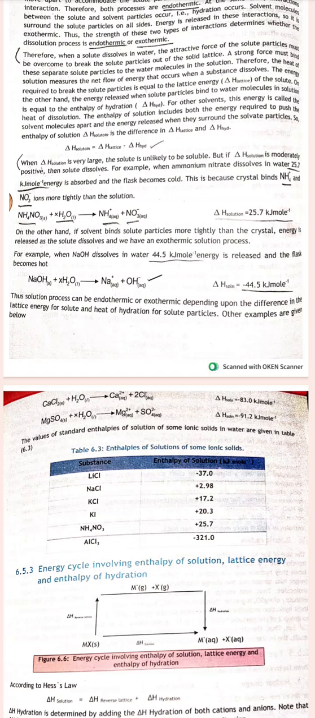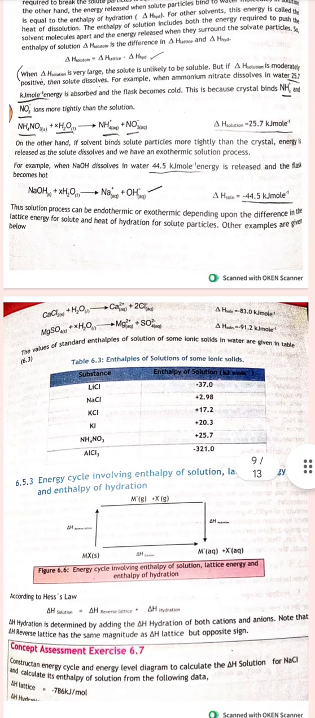When del H solution is very large, the solute is unlikely to dissolve, but if del H is moderately positive, then the solute dissolves. For example, when ammonium nitrate dissolves in water, 25.7 kilojoules of energy is absorbed and the flask becomes cold. This is because the crystal binds NH4 positive and NO3 negative ions more tightly than the solution. NH4NO3 plus H2O gives us NH4 positive plus NO3 negative.